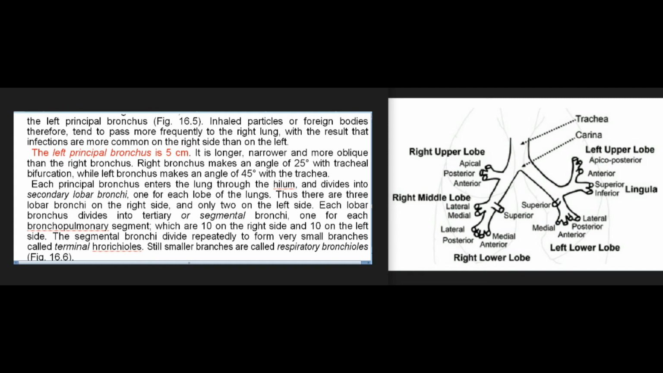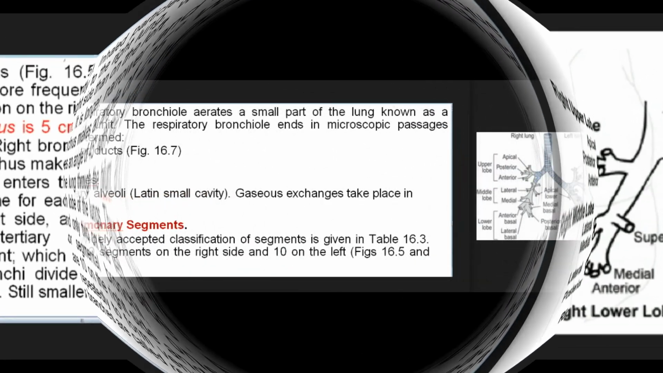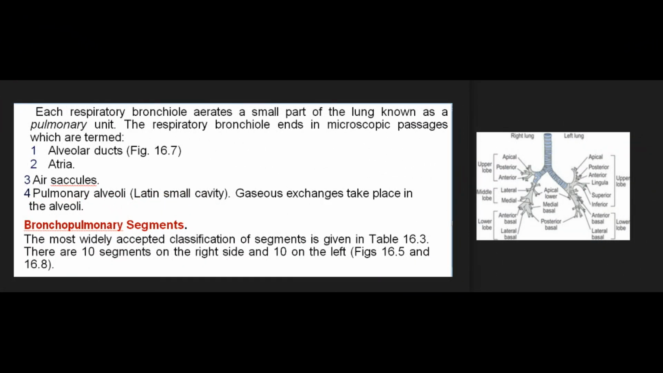Each lobar bronchus divides into tertiary or segmental bronchi, one for each bronchopulmonary segment, which are 10 on the right side and 10 on the left side. The segmental bronchi divide repeatedly to form very small branches called terminal bronchioles. Still smaller branches are called respiratory bronchioles, Fig 16.6. Each respiratory bronchiole aerates a small part of the lung known as a pulmonary unit.